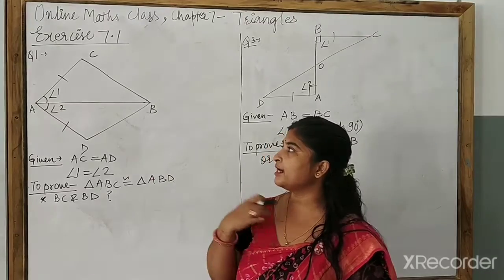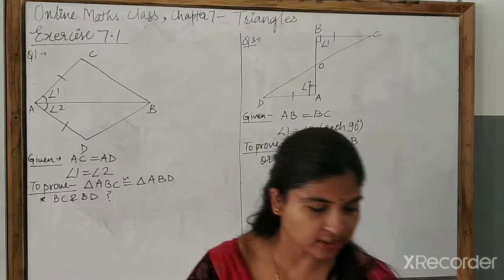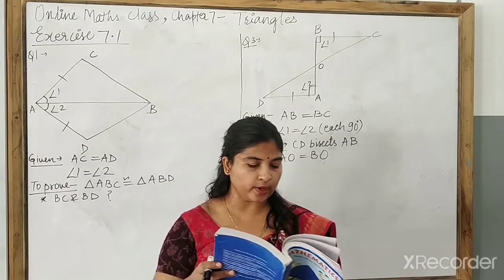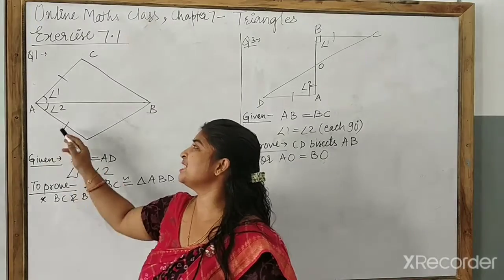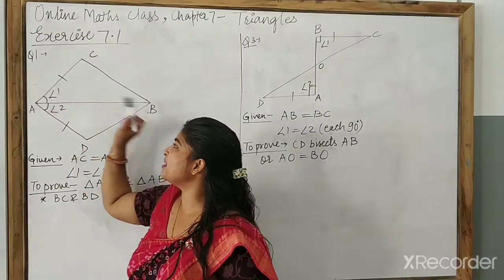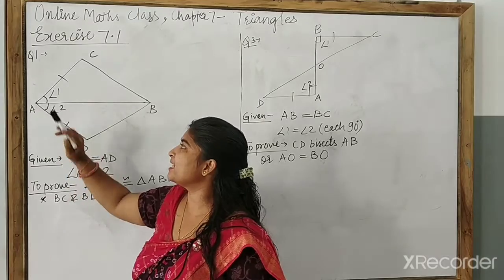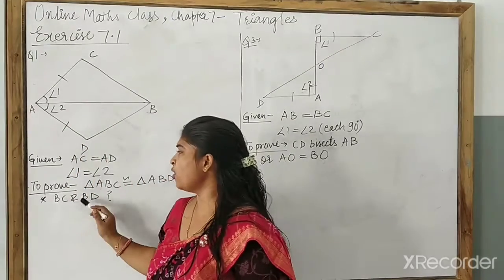So now you can see what they have told you in the question. Question number one: in quadrilateral ACBD, AC is equal to AD and AB bisects angle A. So the given is that AC is equal to AD and AB bisects the complete angle A. If AB bisects angle A, can I say angle 1 is equal to angle 2? Yes. Now what do we have to prove?